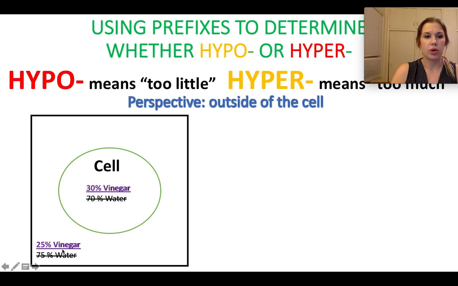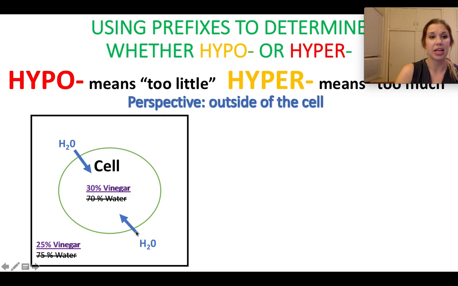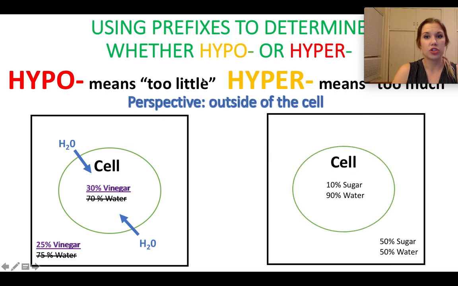If we recall, water always follows the solutes, or it always diffuses towards the area of higher solute concentration. We know that the water is going to flow in towards that 30% vinegar because there's more solute inside than out. And if we were to determine whether it was hypo or hypertonic, we know that 25% vinegar is less than 30, so there must be less solute on the outside, so this solution is a hypotonic solution.